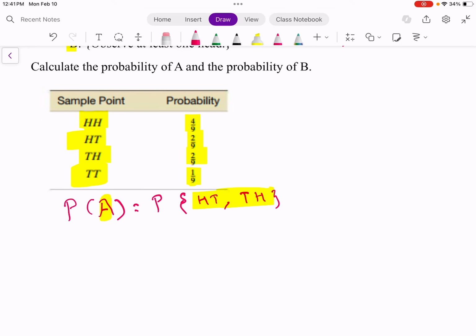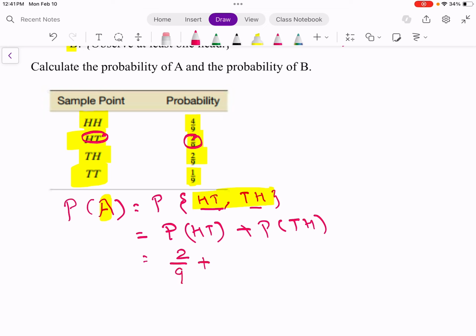And the sum of the probabilities of getting these two outcomes is the probability of event A. So this is the probability of getting head, tail plus the probability of getting tail, head. And what is the probability of getting head, tail from the table? Head, tail is 2/9 plus the probability of getting tail, head is 2/9, and this is 4/9, the probability of getting event A.